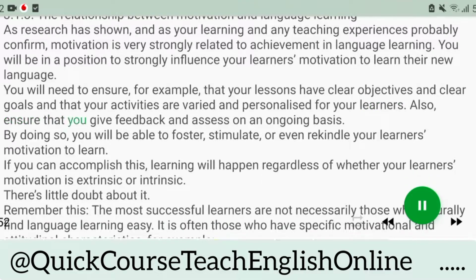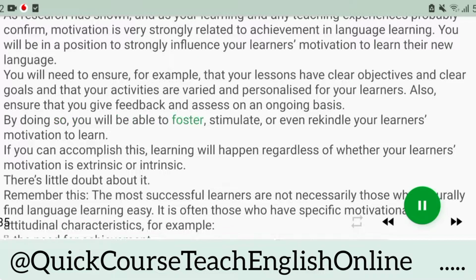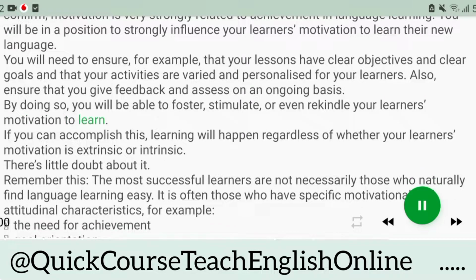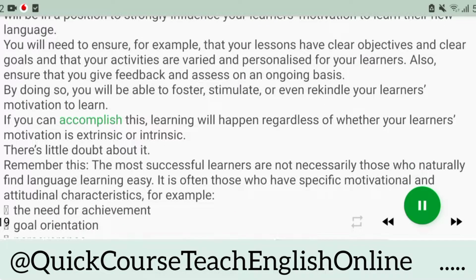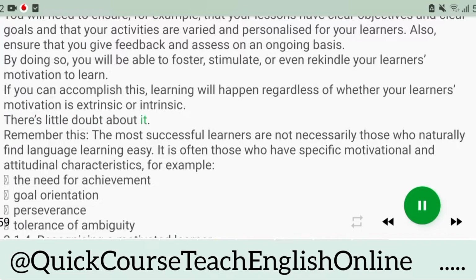Also, ensure that you give feedback and assess on an ongoing basis. By doing so, you will be able to foster, stimulate, or even rekindle your learners' motivation to learn. If you can accomplish this, learning will happen regardless of whether your learner's motivation is extrinsic or intrinsic. There's little doubt about it.